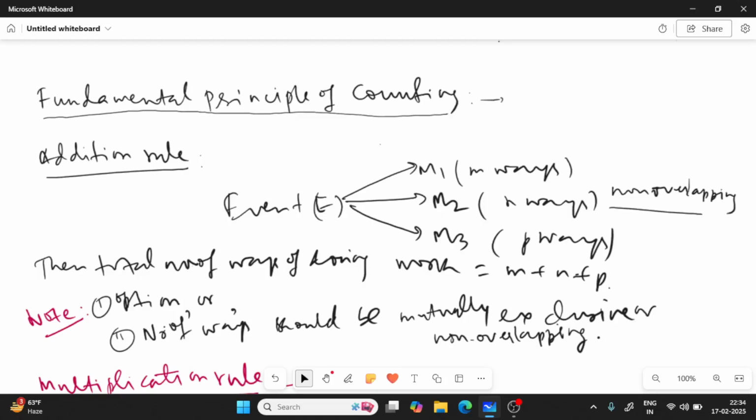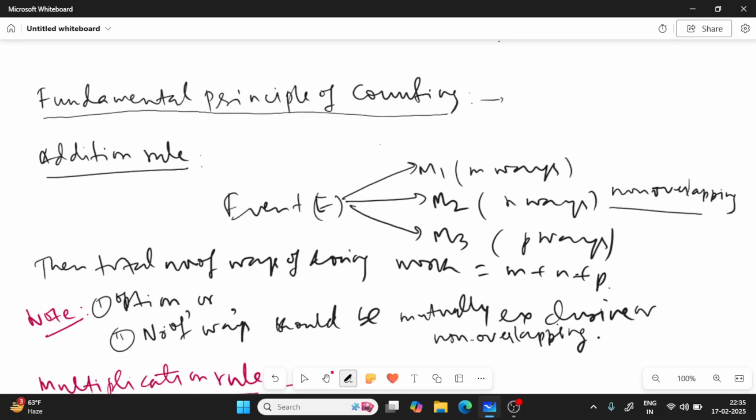So suppose we have an event E, and there are three ways of doing event E: M1, M2, and M3. So these are three methods of doing the event E. That is, event E can be done in M ways, another N ways, and another P ways. And these M1, M2, M3 are independent of each other. That is, they are mutually exclusive.